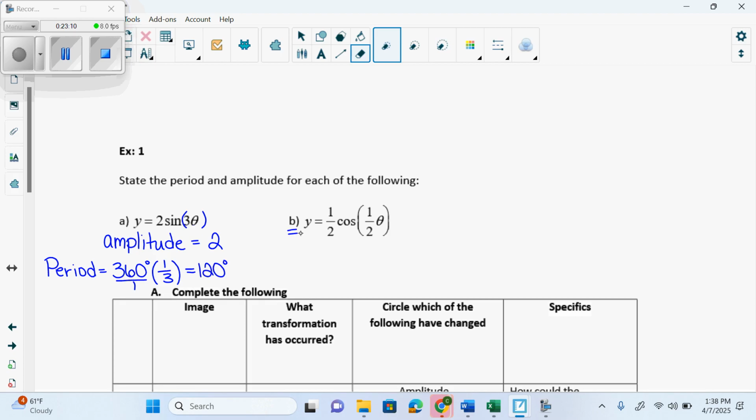What's the amplitude of this one? What's the amplitude of B? 1/2. My B value is a half, so is the period going to get bigger or smaller than 360? It's going to get bigger. So we do period equals 360 degrees times my horizontal stretch factor. What's my horizontal stretch factor? 2. So it's 720.